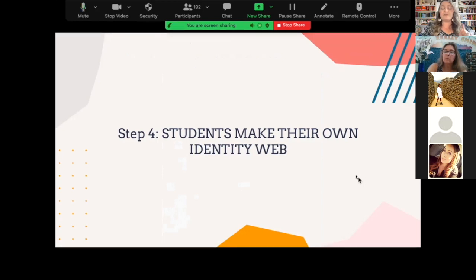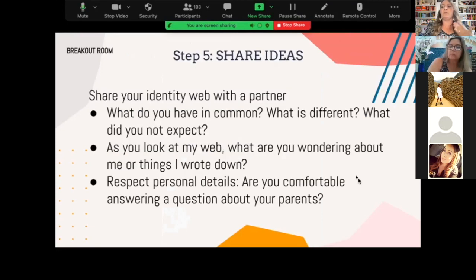So now step 4, students would make their own identity webs. And this isn't something that would just be done once. This is something that you would do multiple times. So let me look at the clock and see how we're doing on time, 12:49.